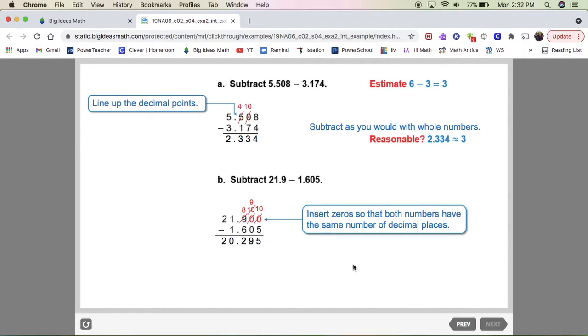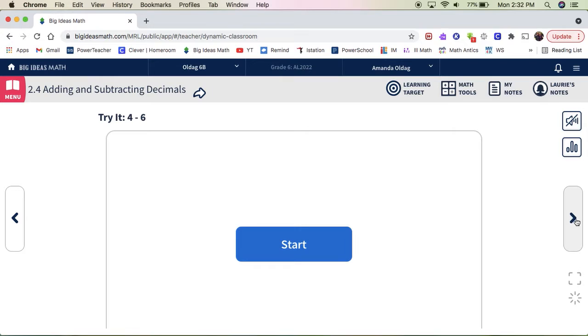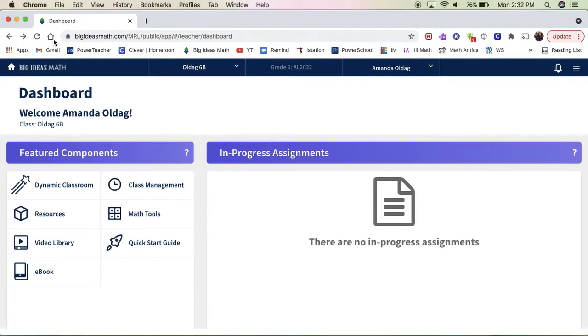Subtract, and there's your answer. Your answer is reasonable too, because it's like basically 22 minus 2. All right, so let's look at one more thing, and that is example 3. If you were in the book, it would be page 69, but you're not in the book, so you have to trust me. Remember, like I said, this chapter is uploaded online.